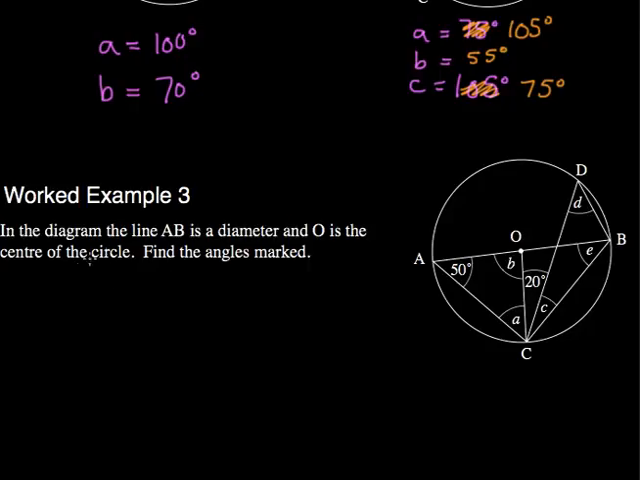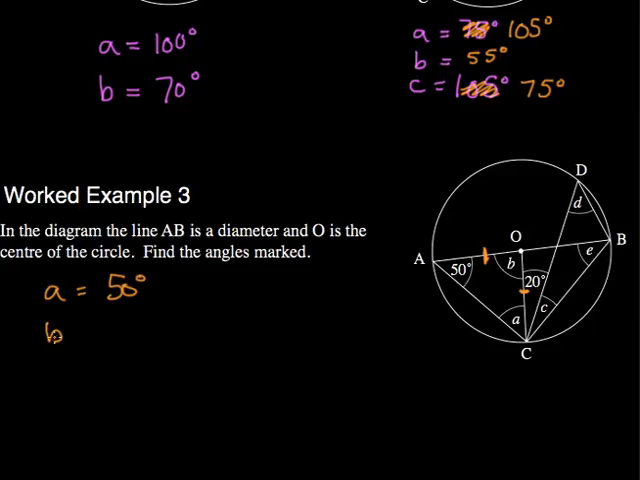So, in the diagram, the line AB is a diameter because it goes through the center of the circle marked by O. Find the angles marked. So I should be able to find A first. I should trust my conviction on that. So there is my isosceles triangle again. A must be 50 degrees.